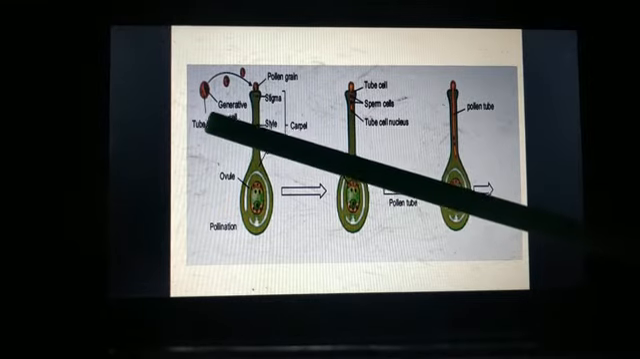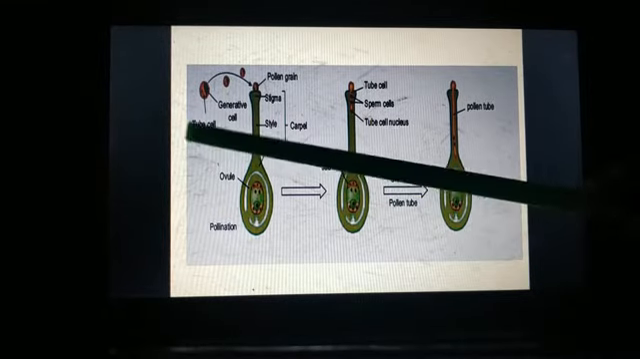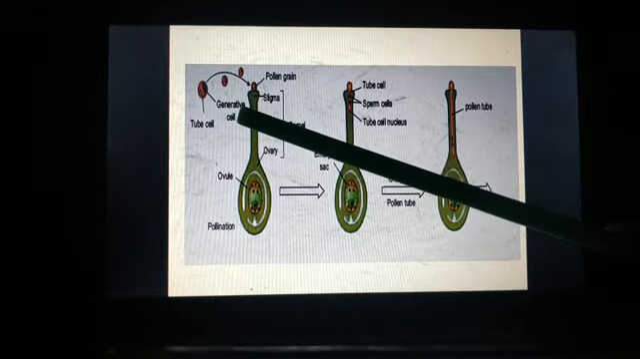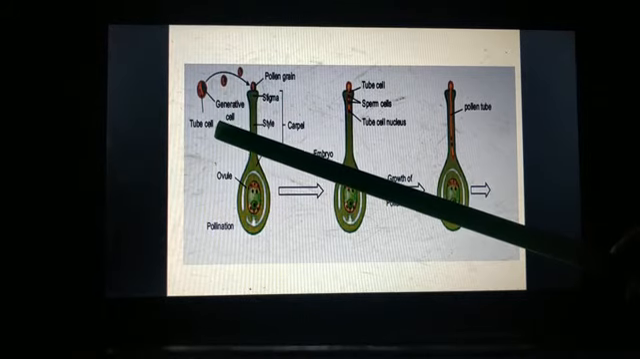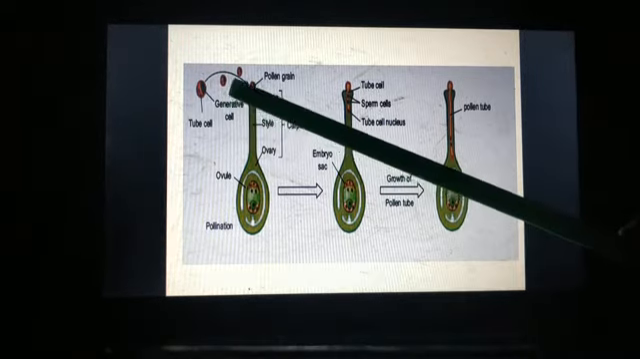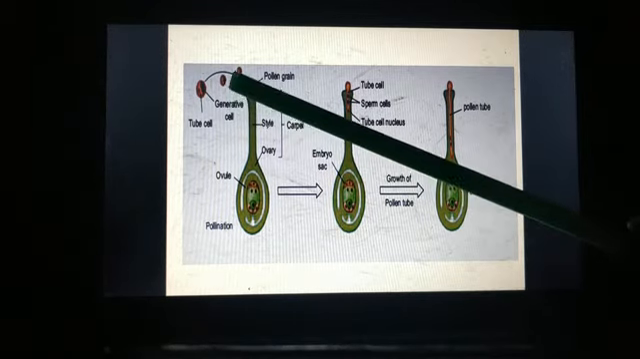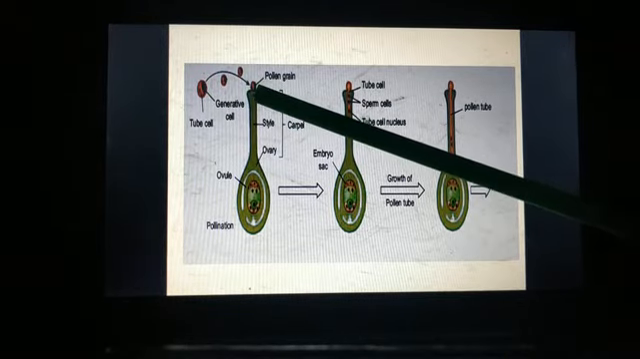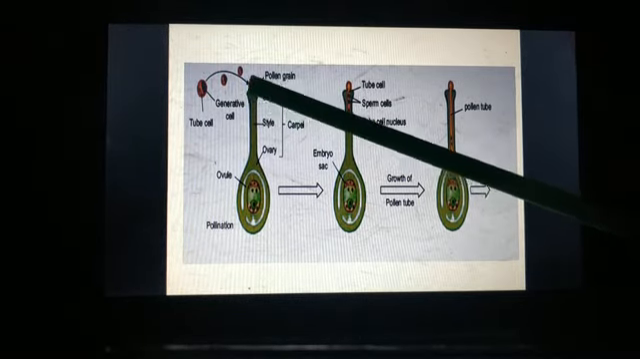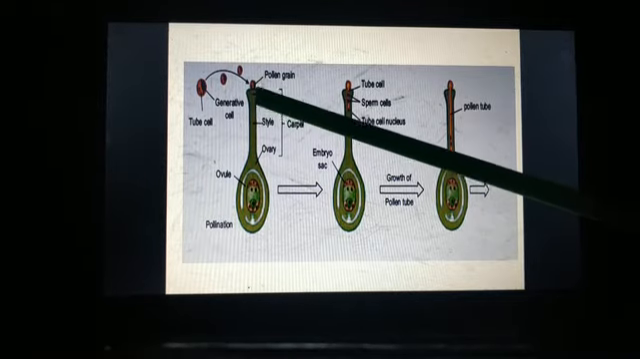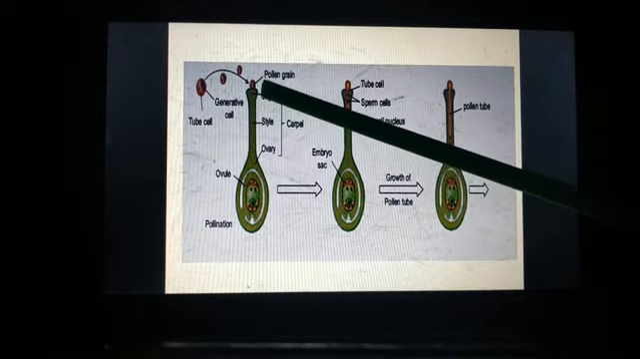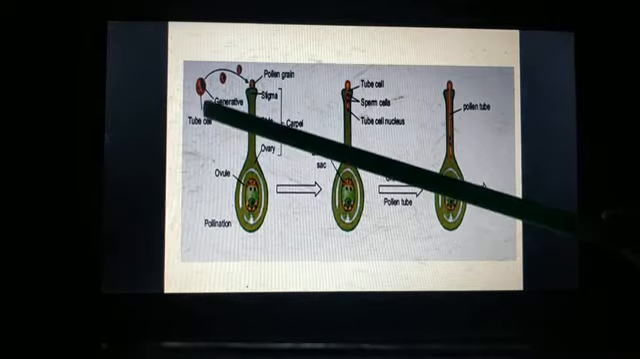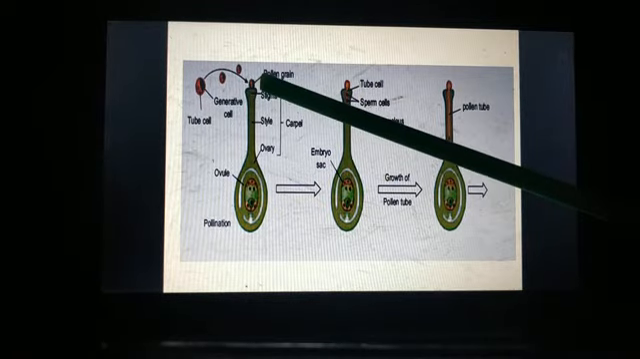See here, students, this is our pollen tube, and inside the pollen tube we have the generative cell. The generative cell lies in the cytoplasm of the tube cell, right, and this generative cell contains two sperm cells. So once the pollen grain falls on the stigma of the female part of the flower, this stigma acts as a landing platform for the pollen grains. Whatever pollen grains come, they first land on the stigma.